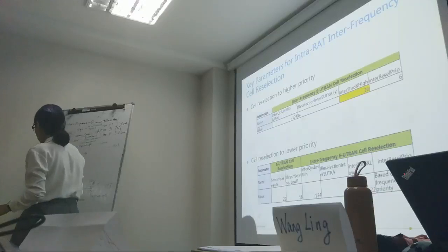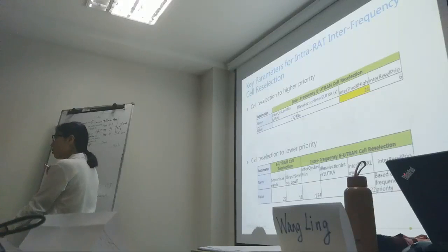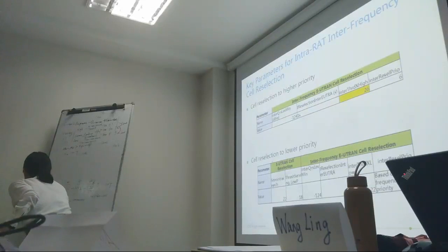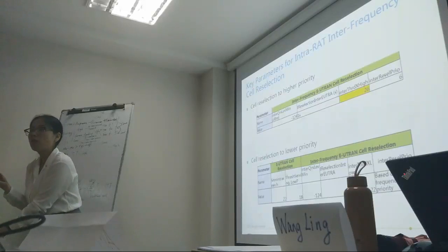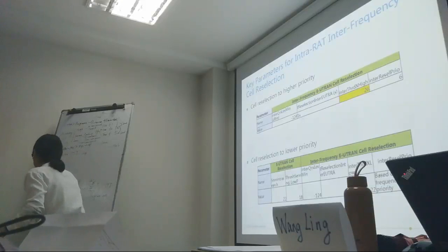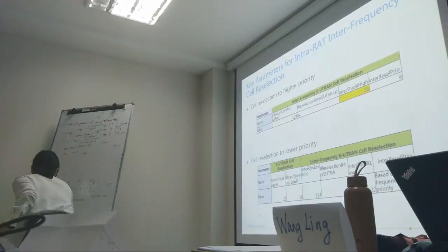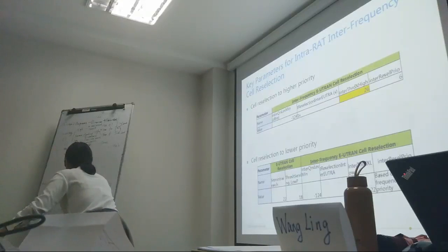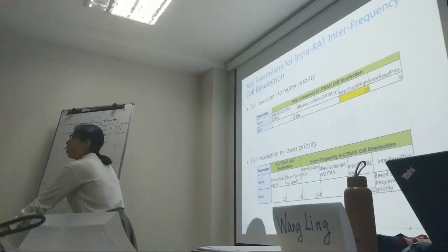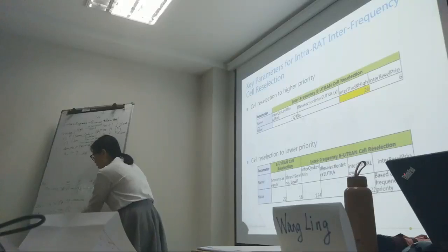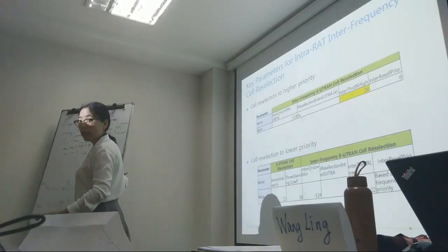For the low priority, we first think about the handover. For handover it is A5. Yes? A5 is what? If the neighbor cell is greater than one threshold, and also the serving cell is less than one threshold. Only under this condition, we will hand over to it.